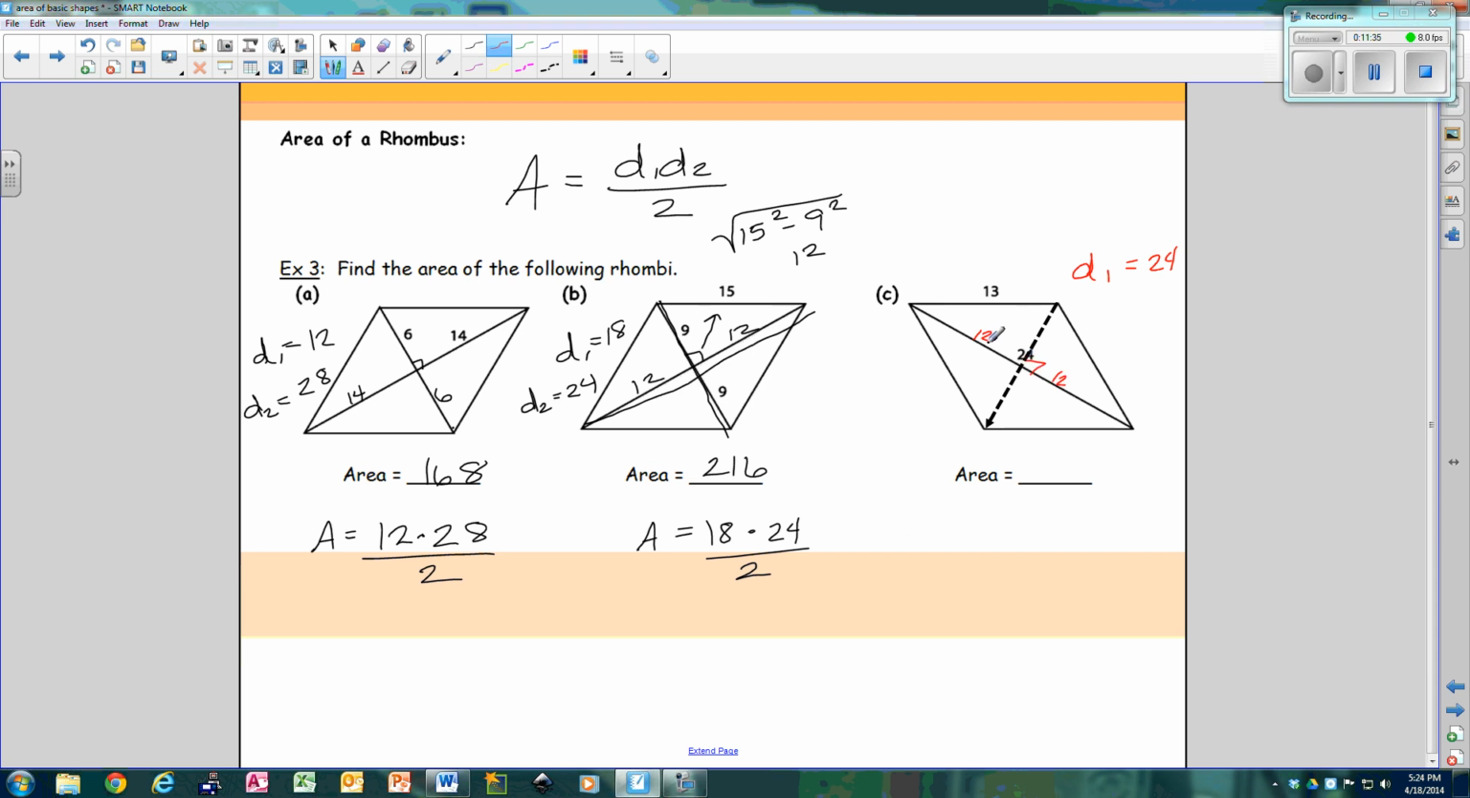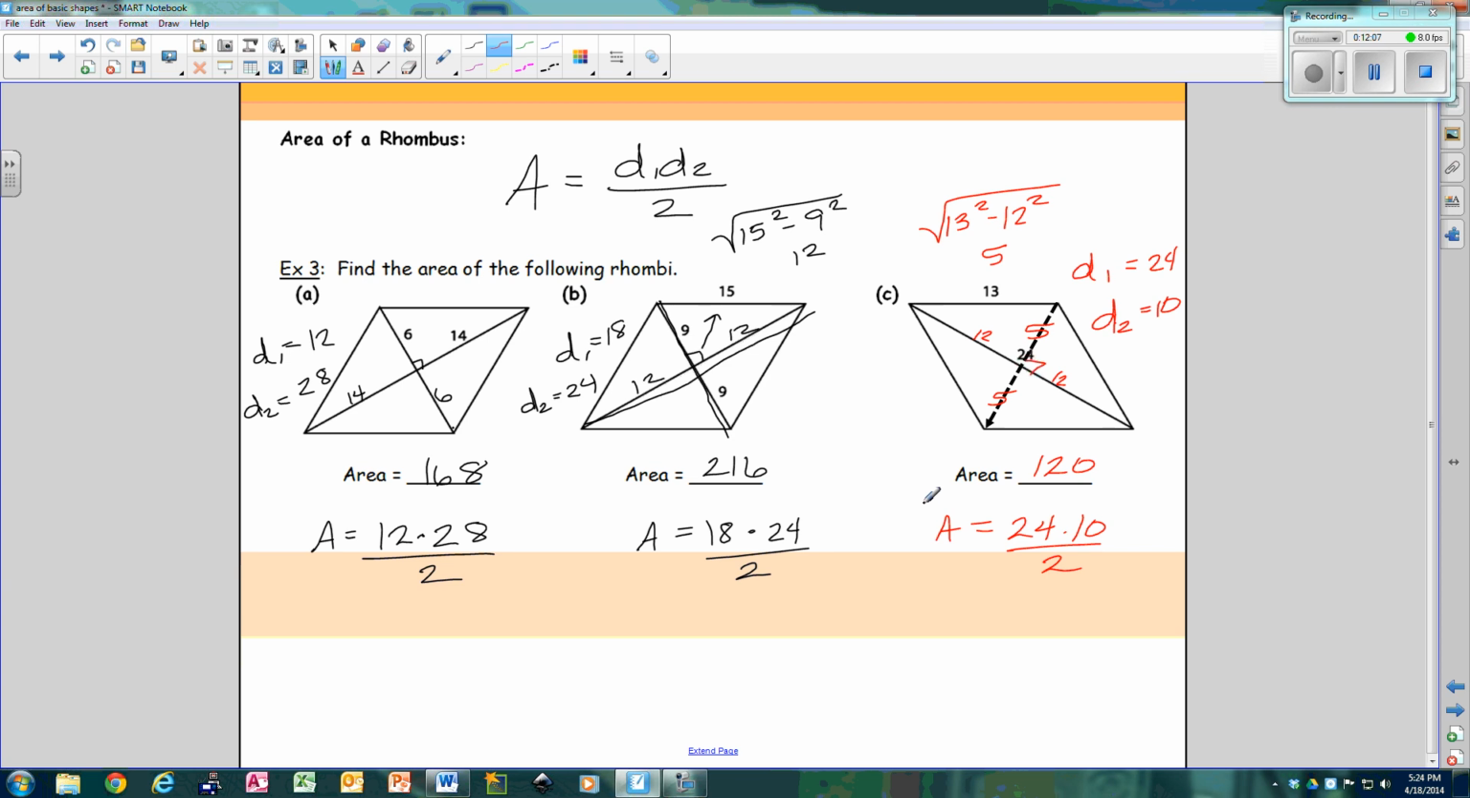Well, if this is 12 and my hypotenuse is 13, then 13 squared minus 12 squared, take the square root, is 5. And if you may remember, that is another one of those popular Pythagorean triples. So this whole diagonal is now 10. So using my formula, diagonal 1 times diagonal 2 divided by 2 is 120. Okay, so that is all of our figures.